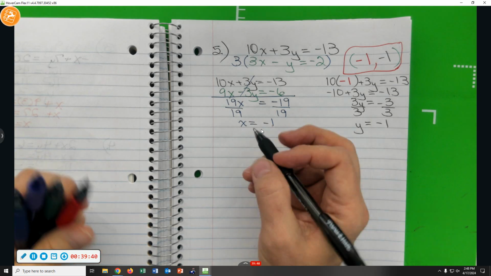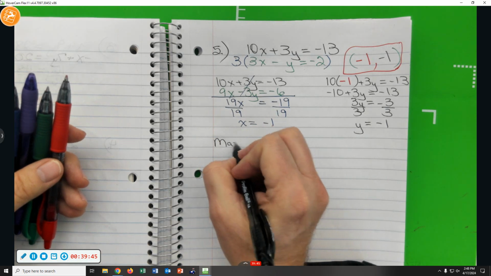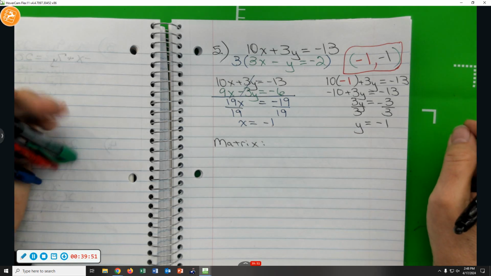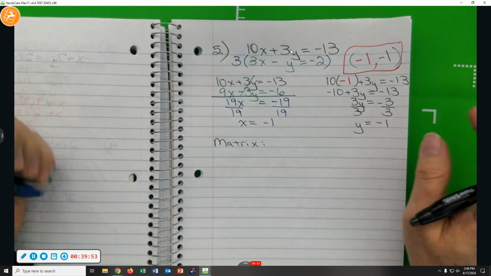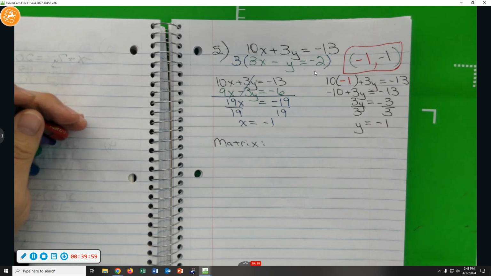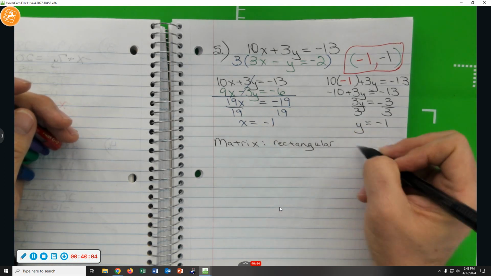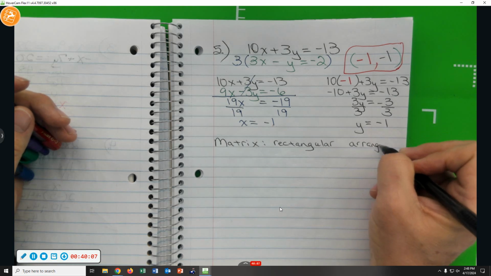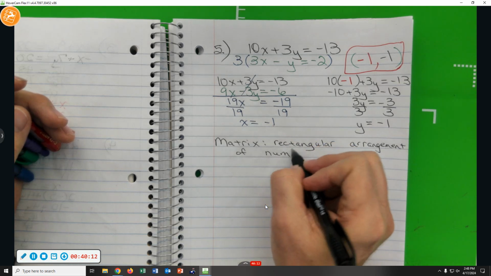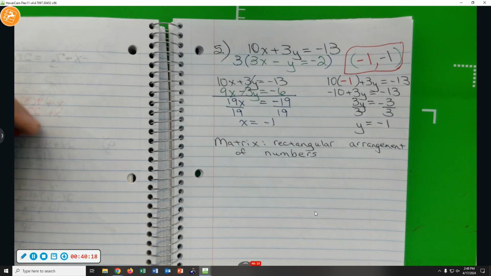Okay, now we're going to look at matrices. That's the plural of matrix. A matrix summarizes the coefficients and constants of a linear system. For our purposes, I'll write a real general definition: it's a rectangular arrangement of numbers. And remember that all squares are rectangles, so you could have a matrix that looks like a square. It's called a square matrix.